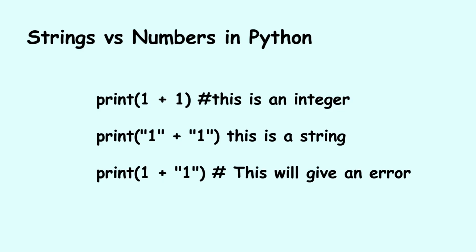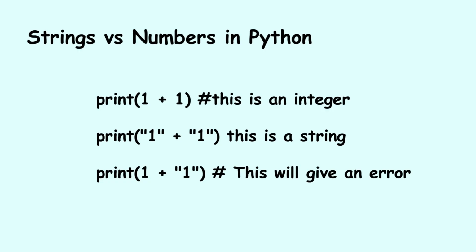Before we jump into the editor, let's clear up a common beginner mistake, mixing strings and numbers in Python. The plus operator behaves differently depending on the data types involved. If both values are numbers, Python adds them. That's basic arithmetic. If both values are strings, Python joins them together. That's called concatenation. But if you mix a number and a string, Python doesn't know what to do. So it throws a type error, because it won't automatically convert types for you.